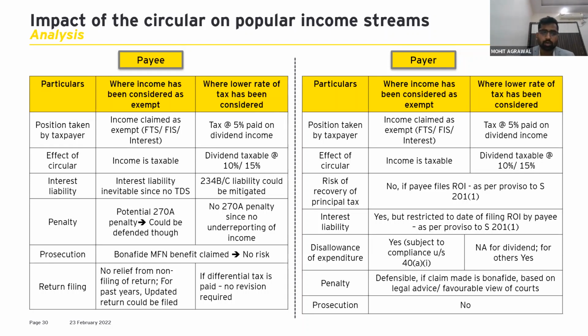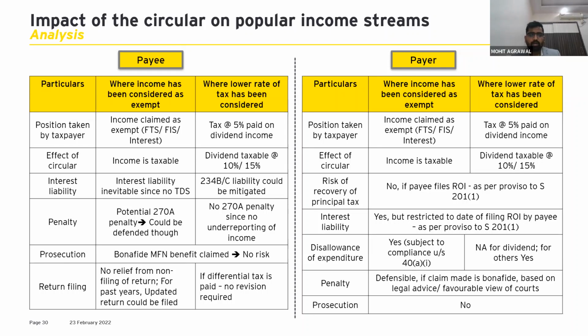Now, where a lower rate has been imported by the MFN clause, where the taxpayer would be considering a 5% tax rate on dividend income, the tax authorities would argue a rate at around 10%, 15%, depending upon the treaty. Again, the interest liability may not come, and if the tax authority would really want to argue for 234B or C, the same could be mitigated basis some arguments. For penalty, since there has been no underreporting of income, the 270A penalty could be avoided. And again, on the prosecution part, considering the bona fide nature of how the MFN benefit had been claimed, the prosecution risk can also be mitigated.